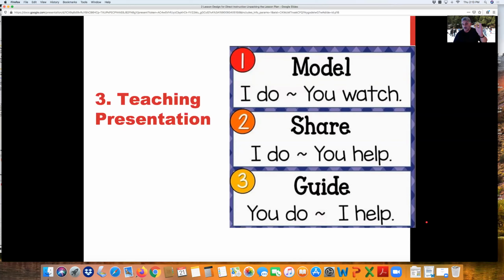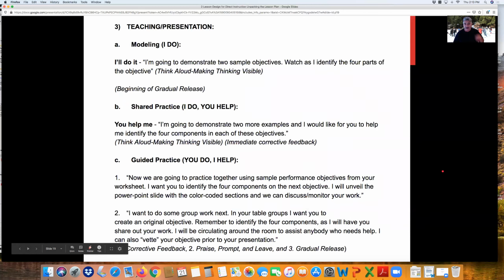When you go through this process, what you're really doing is taking them through what we call gradual release. From the teacher controlling things to the students, while you're still monitoring it, you're turning more and more of the learning and the responsibility for learning to them. So this is the way I wrote my lesson plan. Again, I'm not going to read it, but you could take a look at this example on the Canvas when I upload it. It's the modeling that I do, the shared practice where I do and you help, and then the guided practice where you do and I help.